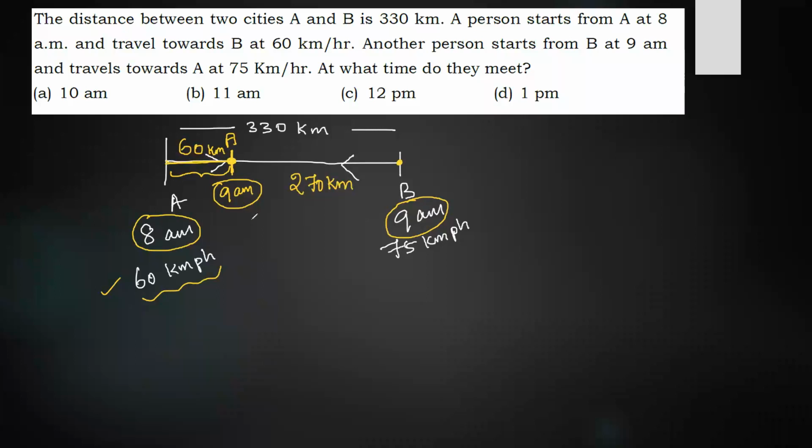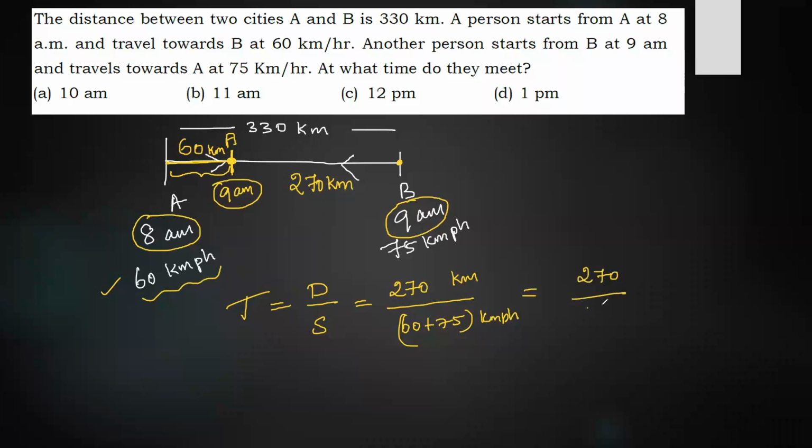Okay, now the times are the same. Both are at 9 a.m. So the question is what time? Again, time formula, distance by speed. So we have 270 kilometers between them at 9 a.m., and they are coming in opposite directions, so you need to add the speeds, right? 60 plus 75. So you will get 270 by 135.